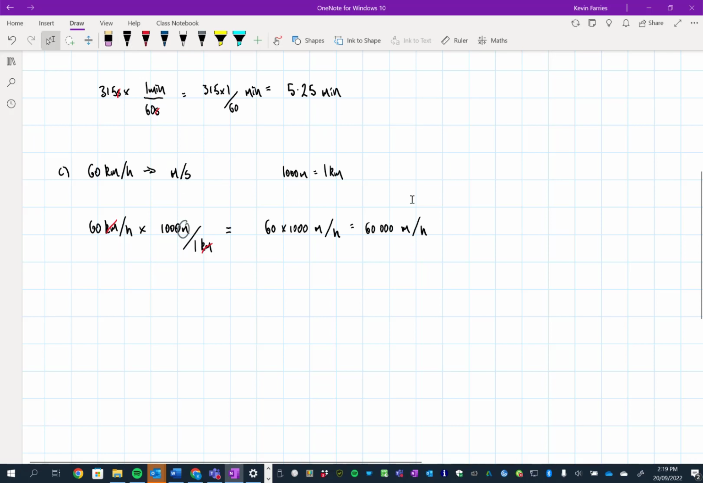So what we know is 1 hour is equal to 60 minutes, and 1 minute is equal to 60 seconds. So that's going to be equal to 60 times 60, which equals 3,600 seconds. Now we have to figure out, well, we could still use the same rule. So we want to change this to meters per second. So we have got 60,000 meters per hour times.